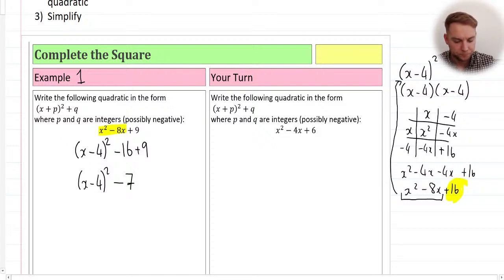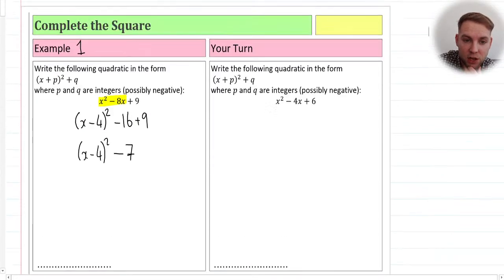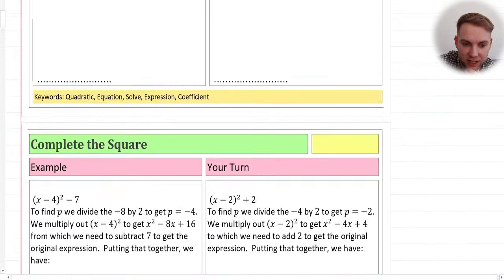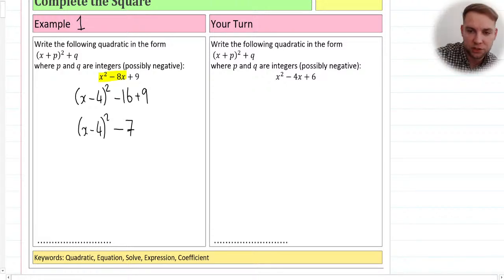Okay? Well, don't worry too much about that. We are doing this quickly today, just to make sure we get through it. But this is the answer now. So x minus 4, and yes, 16 is the surplus. So x minus 4 all squared minus 7. Here it is, just check. I'll do one more, and then I'll give you a chance to have a go at some yourself.